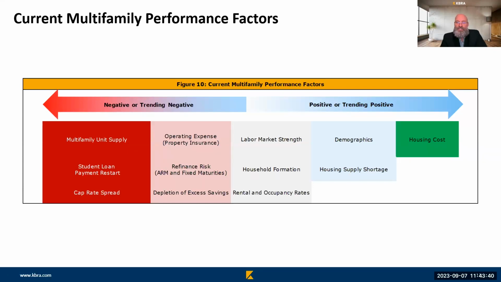I already mentioned we look at the break-even occupancy. We certainly look at apartment loans, or multifamily loans, by vintage. That is by year. I think that's crucial because the underwriting standards and the competitive dynamics change year by year.